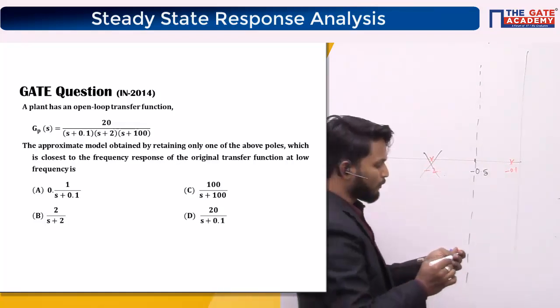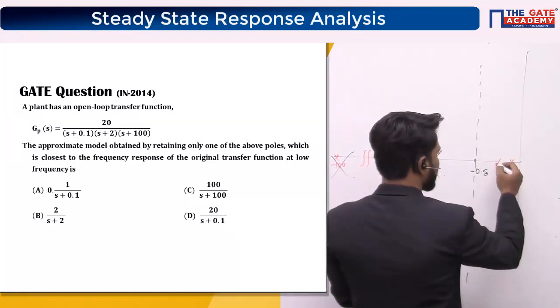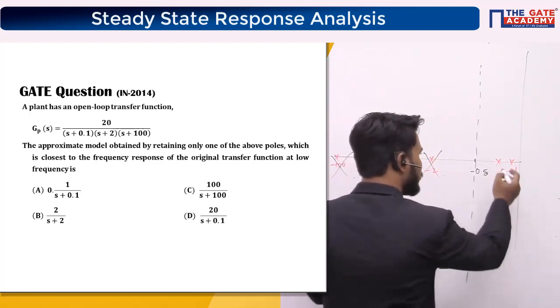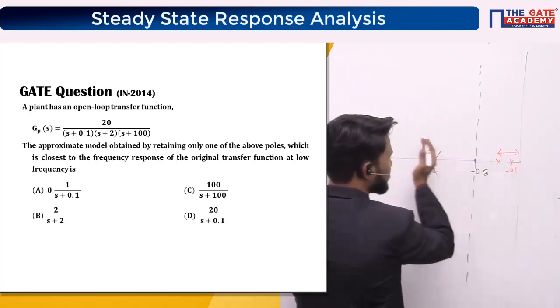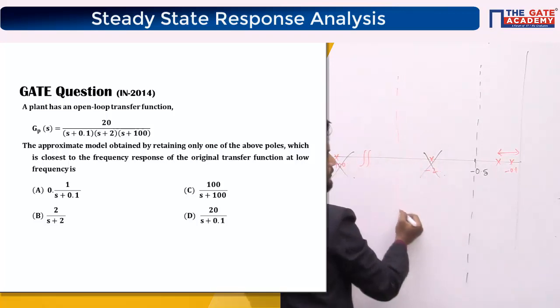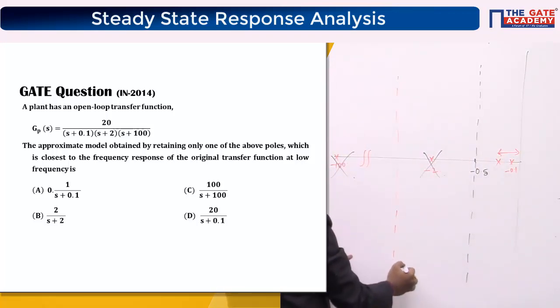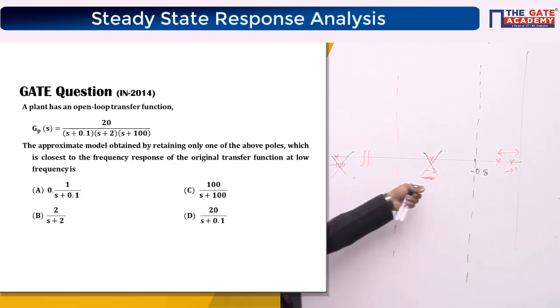If the second pole falls under this, then you have to calculate 5 times of this distance. Only the poles lying beyond 5 times of this distance will be insignificant. So the poles lying at an intermediate distance will not be insignificant. Is it clear now? Right? So you can eliminate this minus 100 and minus 2.